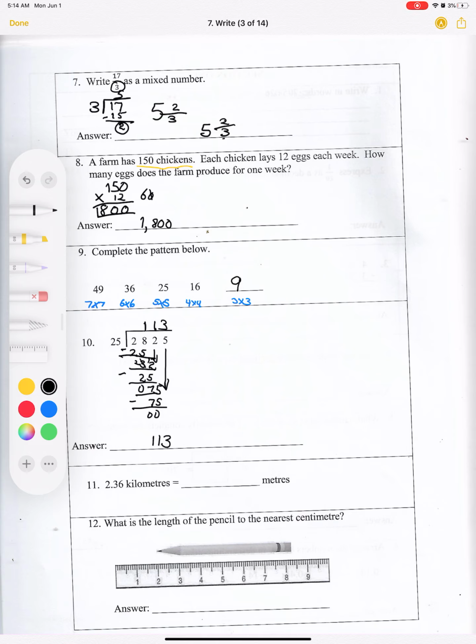Number 11. Kilometers being changed to meters. How do you change kilometers to meters? First of all, 1 kilometer equals 1,000 meters. So you just multiply by 1,000. How do you multiply by 1,000? You shift the point 3 places to the right. So let's do that. 1, 2, there isn't another digit.